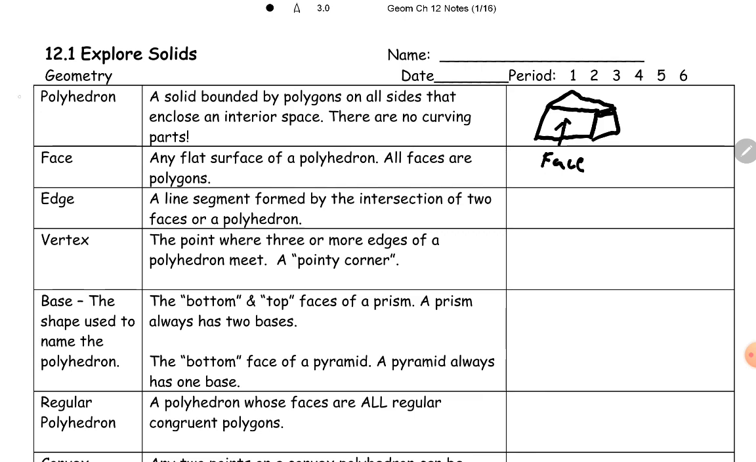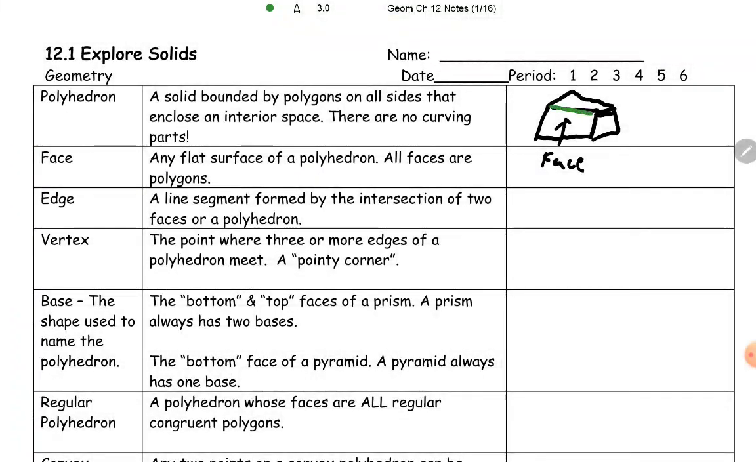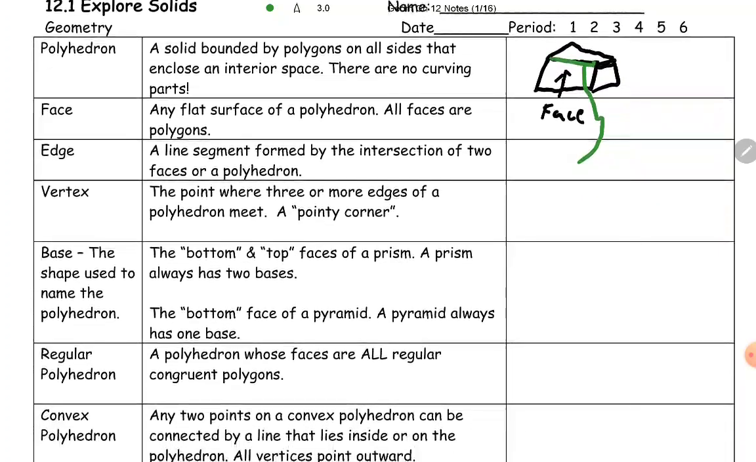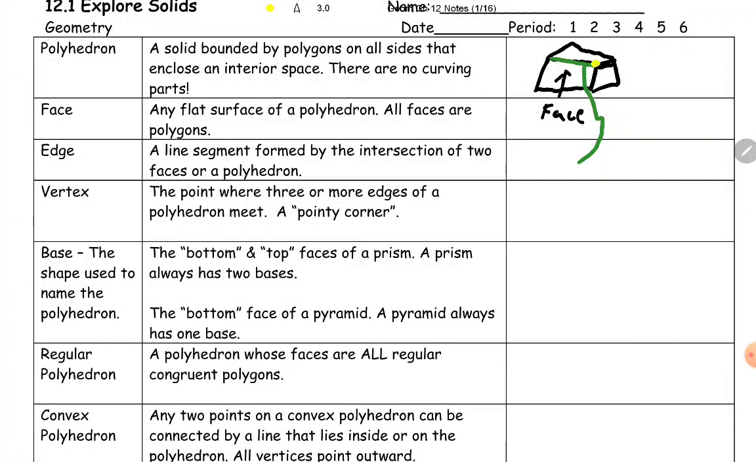An edge would be something like this green line here. It's a line segment formed by the intersection of two faces of a polyhedron. So that would be an edge. Think of the edges of a box. Those are the edges. The vertex would be the corners. So like right here, right here, right here. These would be our vertexes.